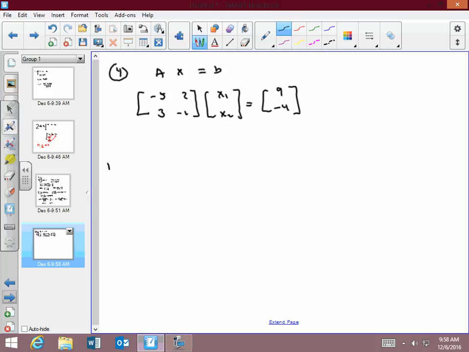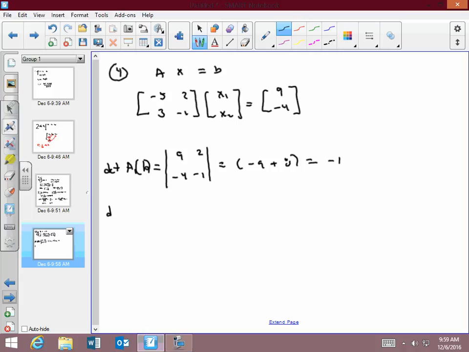So if I do the determinant of A1B, that's going to be the determinant, and I'll put in place of column 1, I put B in the A, minus 9 plus 8. So that should be a minus 1.